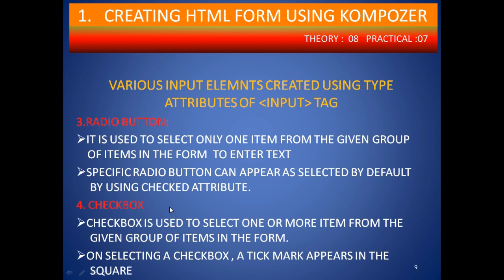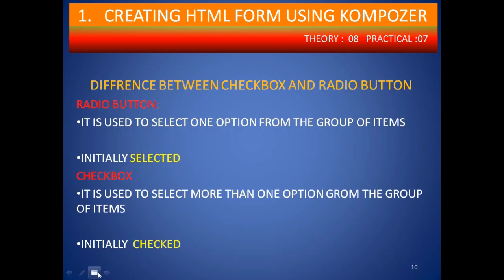The next is the checkbox. The checkbox is used to select one or more items from the given group of items in the form. On selecting a checkbox, a tick mark appears in the square. So students, the main difference is that in a radio button there is a circle, but in a checkbox there is a square. So we can see the difference between radio button and checkbox. A radio button is used to select one option from the group of items. It means there is only one choice. You cannot select multiple options at a time. You can select only one option.